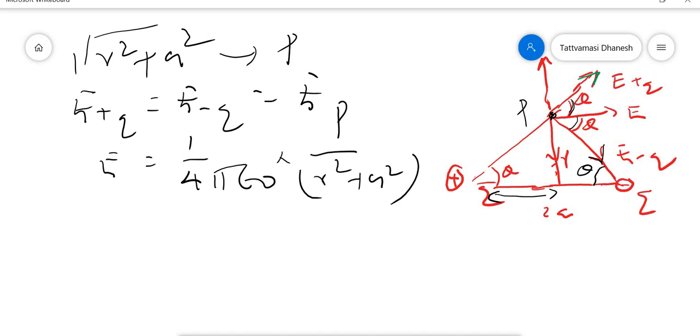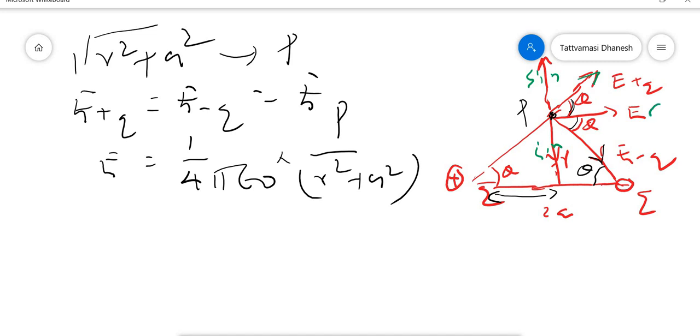I am resolving E of plus Q and E of minus Q. The component near to theta is the cos component, and this should be the sine component, right? This should be sine, and here also you will get a sine component. So the sine components will cancel each other, and you will get two cos components.